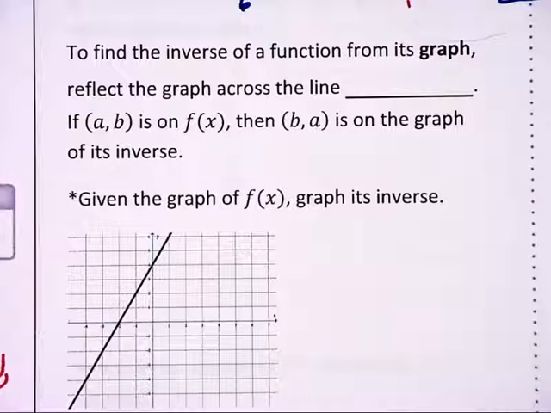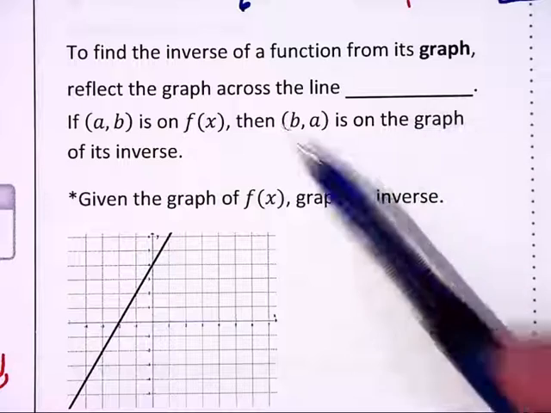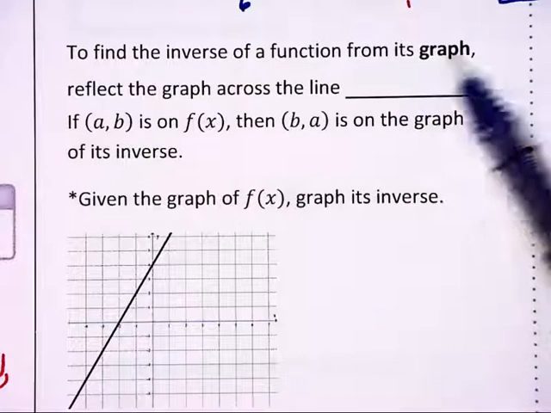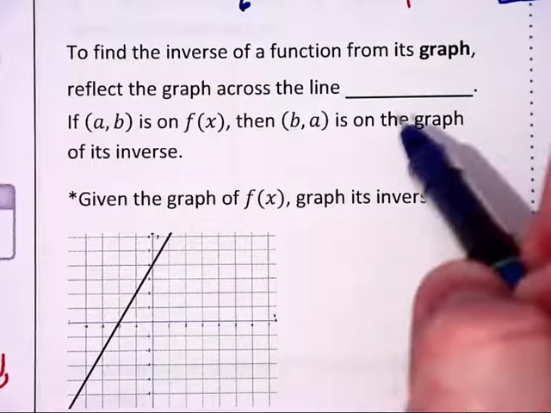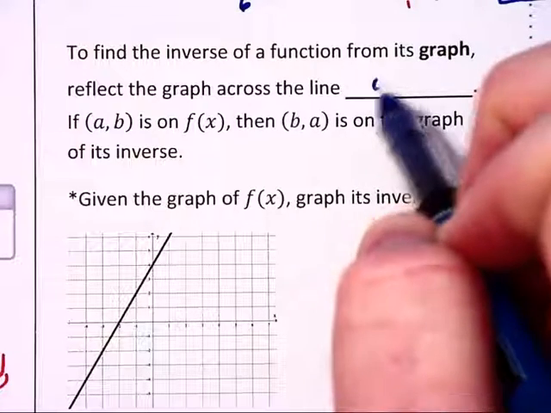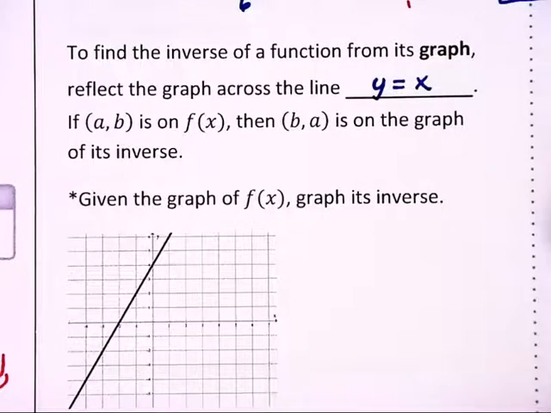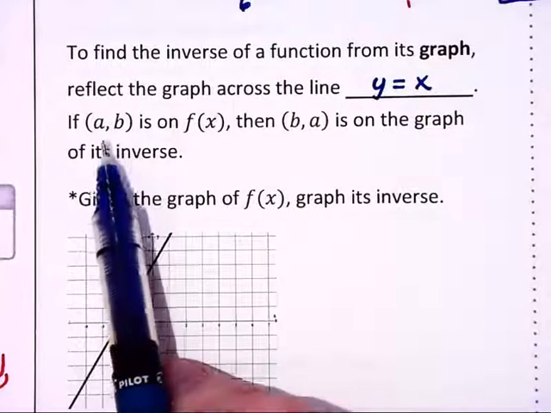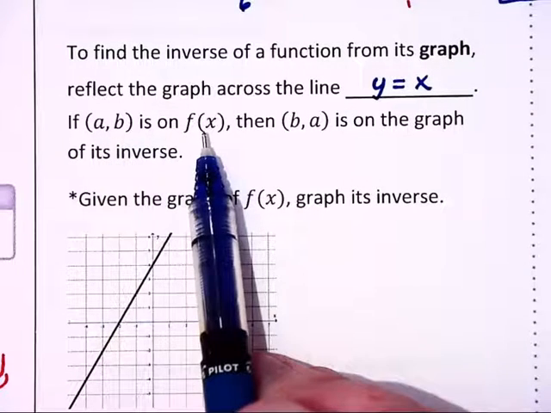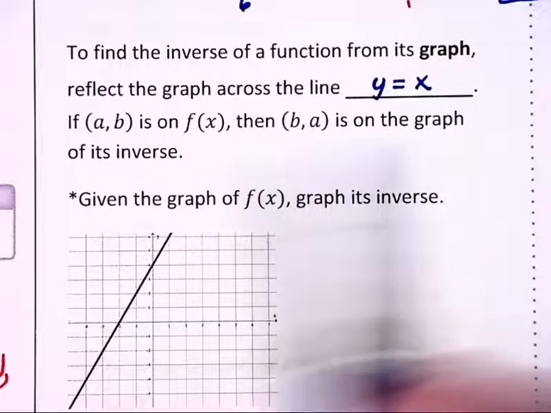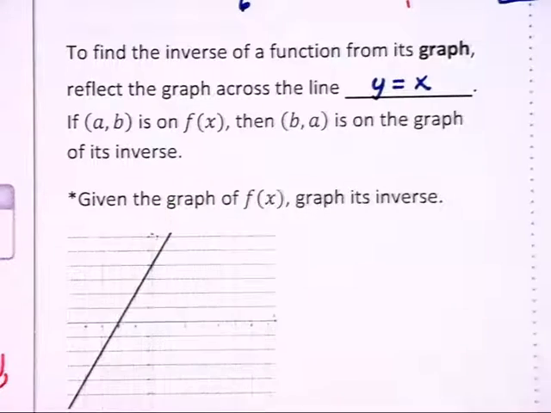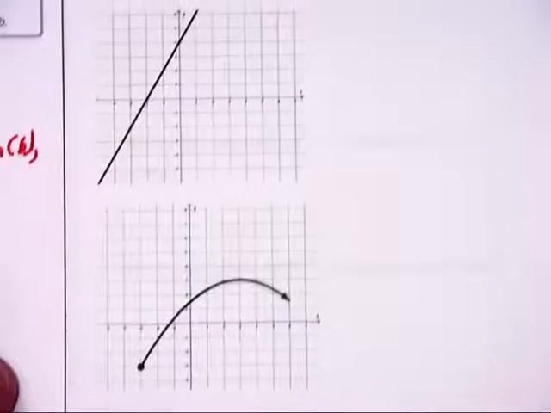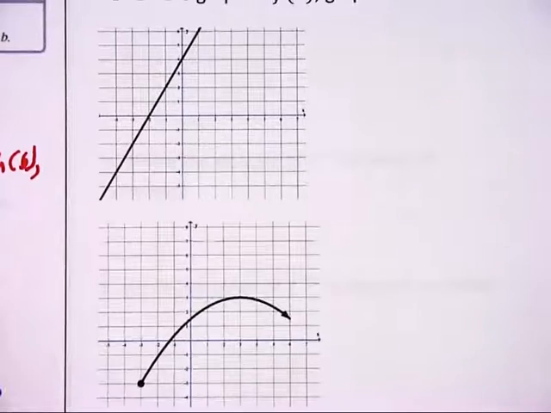Now let's state a couple properties of inverses. If we have a function and we want to find the inverse of it from its graph, we reflect the graph across the line y is equal to x. In other words, if a comma b is on f of x, then b comma a is on the graph of the inverse. Let's try this out on each of these examples.